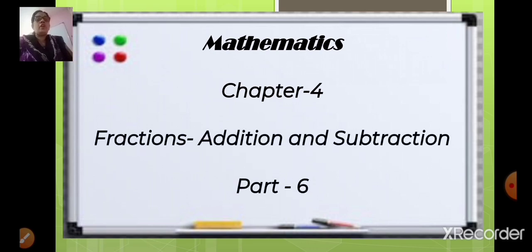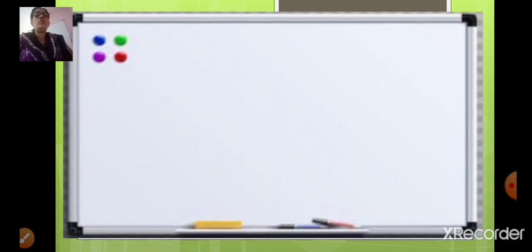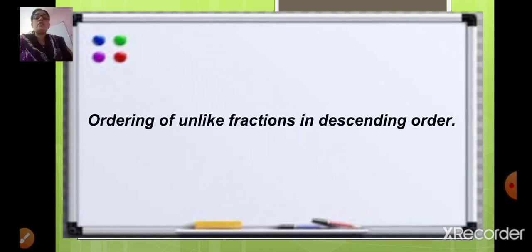Now students, you are all thorough with the ordering of numbers. Right from second standard, you have been learning how to write numbers in ascending and descending order. In the last class, we already studied how to arrange fractions in ascending order. So today, let us learn how to arrange unlike fractions in descending order.